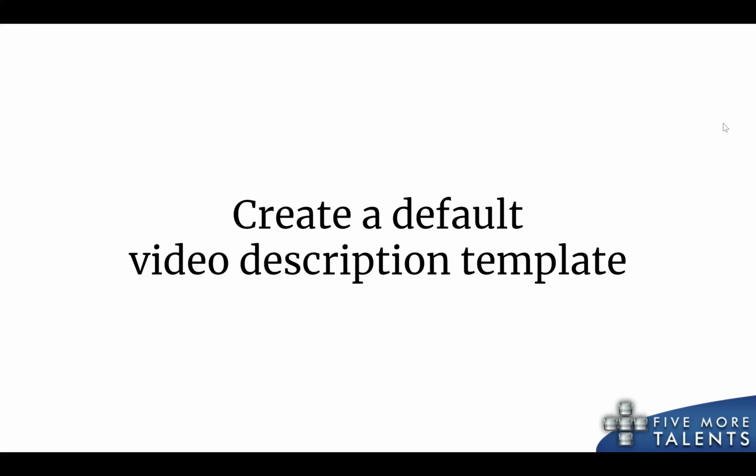So one of the first things that you should do is to open up your favorite document editor, be that Microsoft Word or Google Docs or whatever it is, and just create a default video description template. So let's look at a few examples. Because again, we're talking about how do you optimize your videos in YouTube so that they can be found by the maximum number of people.